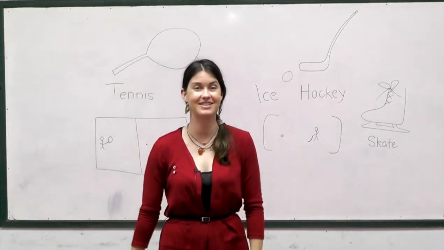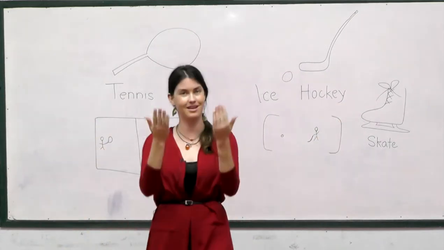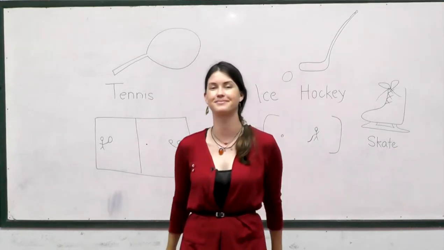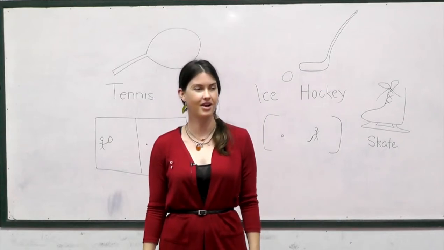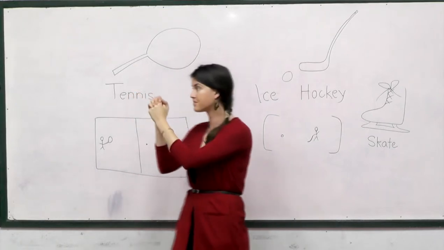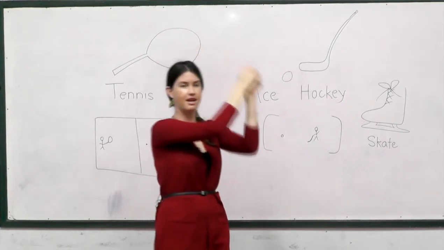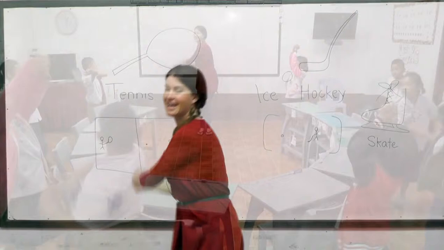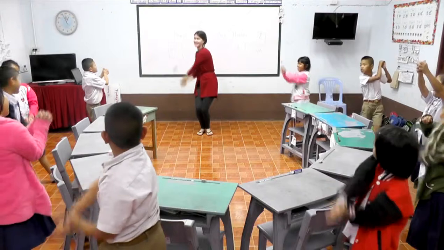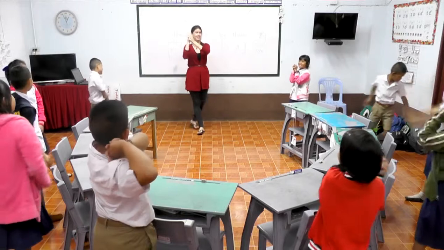Okay, we're going to take a little stretch break, just a short one because we'll be spending the rest of the lesson outside. So everyone stand up. Push your chair in. Okay. Let's pretend like we're playing tennis. Hold your tennis racket up high. Good! Very nice! Good job, friends!